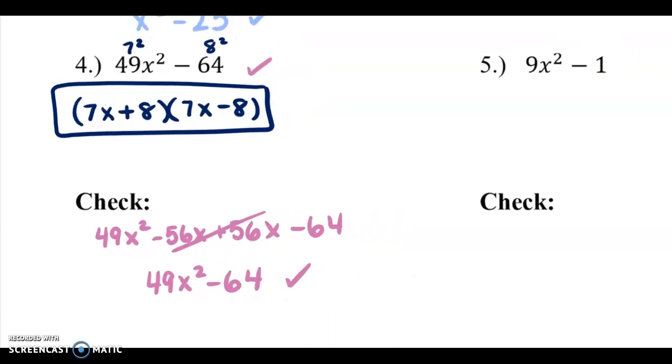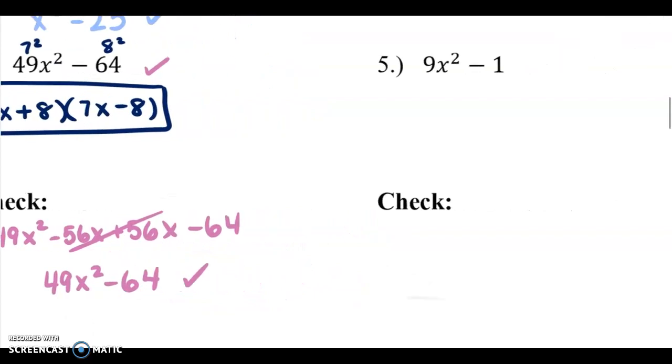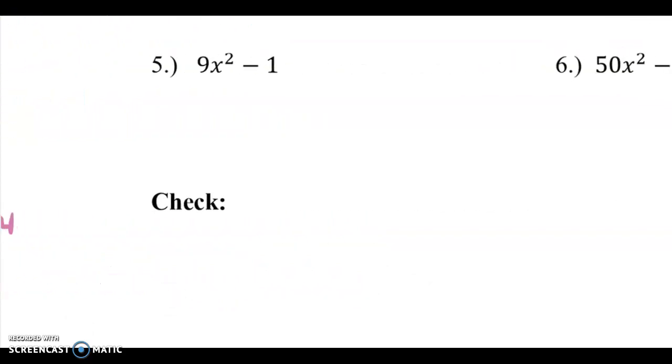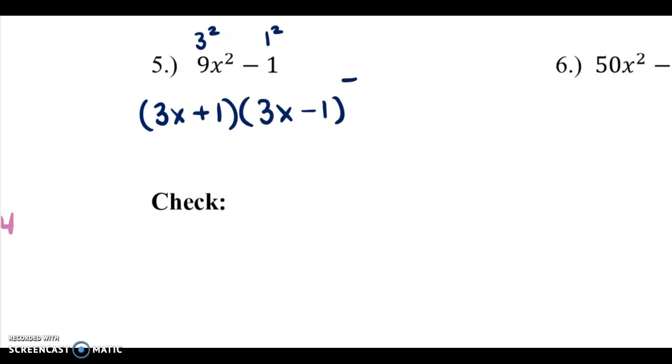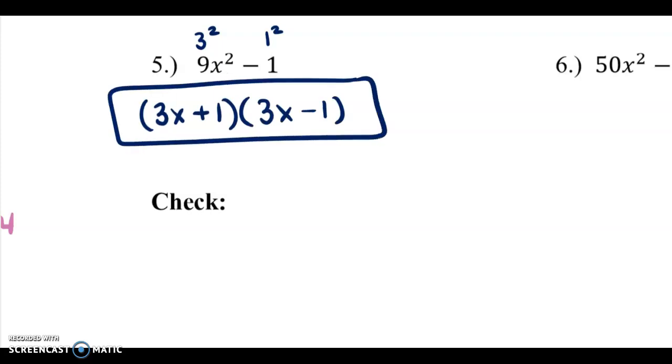All right, we're going to do 2 more of these difference of squares patterns. Remember, they're just binomials. I can only do difference of squares when there's subtraction and I've got binomials. Okay, 9 is 3 squared. 1 is 1 squared. So this is going to be 3x plus 1, 3x minus 1. Once again, you can have the minus 1 first.